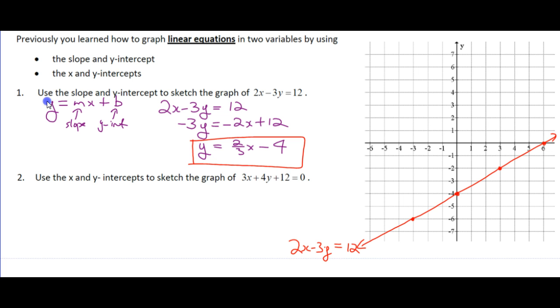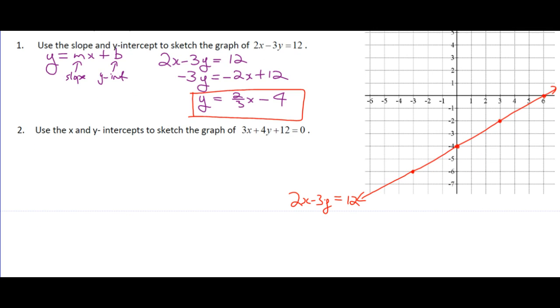Use the x and y intercepts to sketch the graph of 3x plus 4y equals 12. Okay, so I need x and y intercepts. It's only going to give me 2 points, right? But how many points does it take to draw a straight line? 2. Okay, that's all we need. So x-intercept. What do we do to get the x-intercept? We set y equal to 0. Okay, so let's write it out.